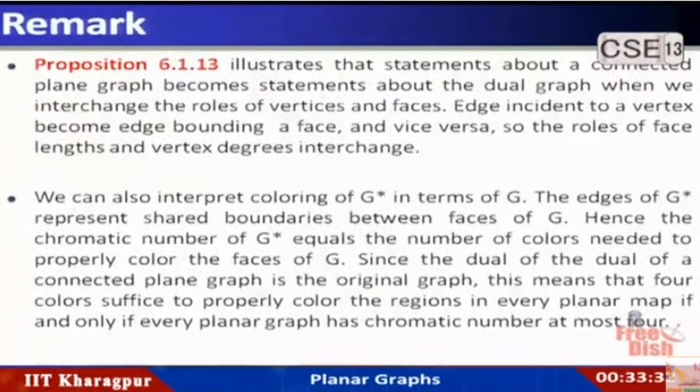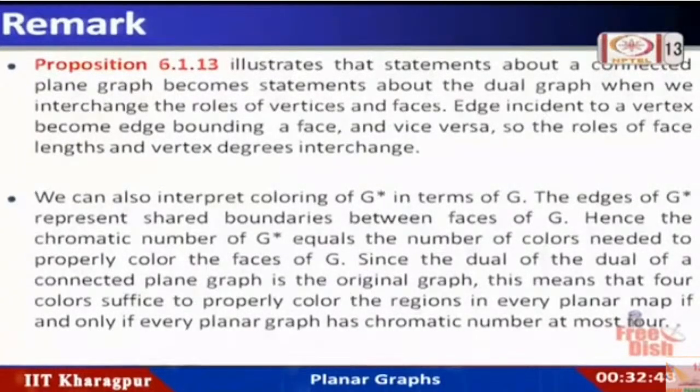Proposition 6.1.13 illustrates that a statement about a connected graph becomes a statement about the dual graph. When we interchange the roles of vertices and faces, an edge incident to a vertex becomes an edge bounding a face, and vice versa. So the roles of face lengths and vertex degrees interchange. We can also interpret the coloring of the dual graph in terms of G. The edges of the dual graph represent the shared boundaries between the faces of G. Hence the chromatic number of the dual graph equals the number of colors needed to properly color the faces of G.